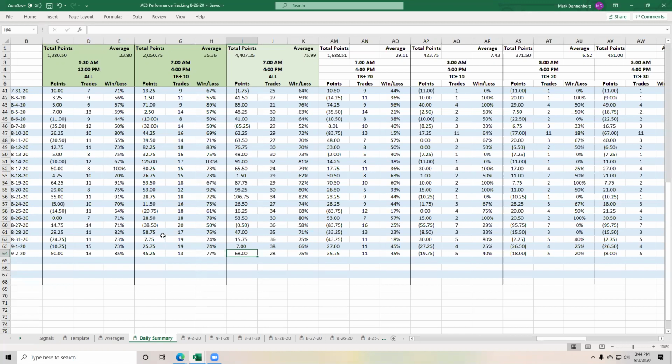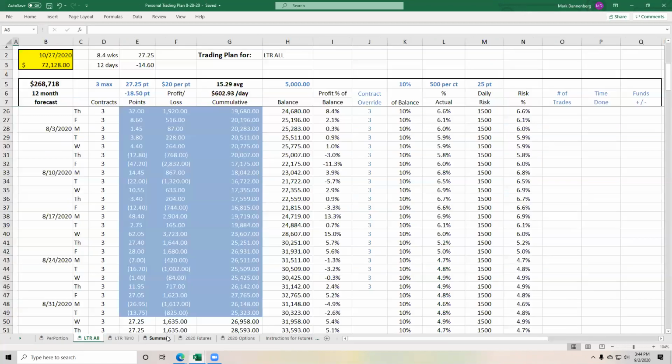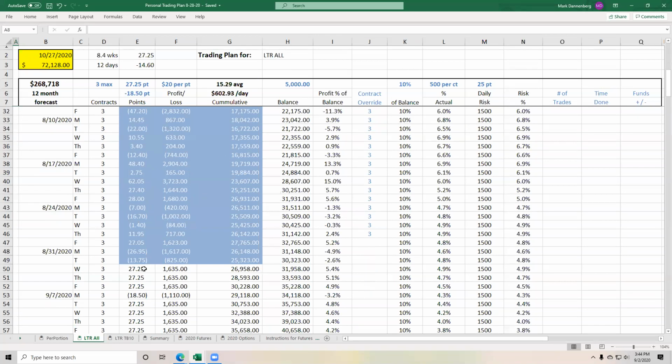And we capture the overall performance of those two categories so that you can see how to develop a personal trading plan. So we're going to jump over to our personal trading plan, and we're going to start with our 9:30 to noon, taking all of the signals.